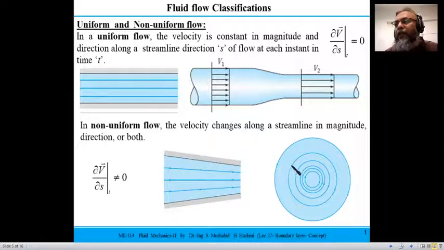If the flow takes place with streamlines as concentric circles, you see these concentric circles, their magnitude even though it is the same, their direction is changing. Here streamlines are much closer, so velocity is much higher, and where streamlines are much apart, velocity is low. So that is an example of a non-uniform flow.